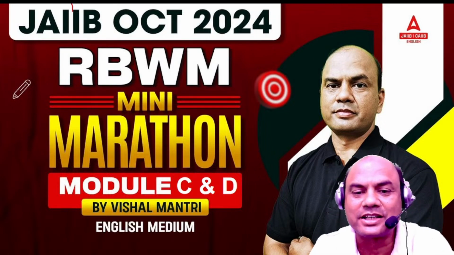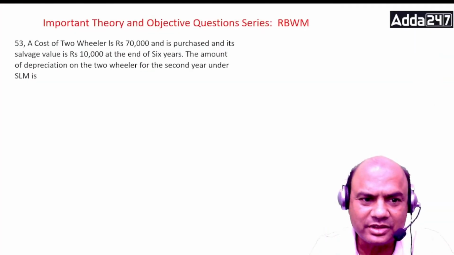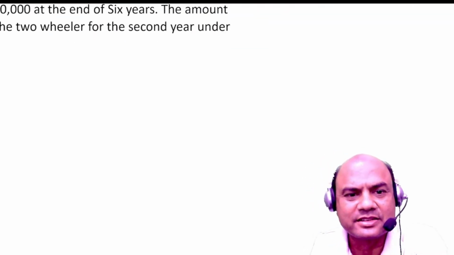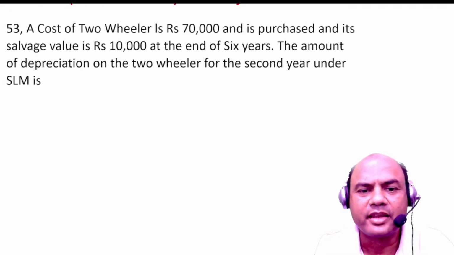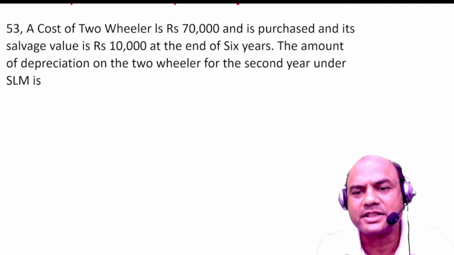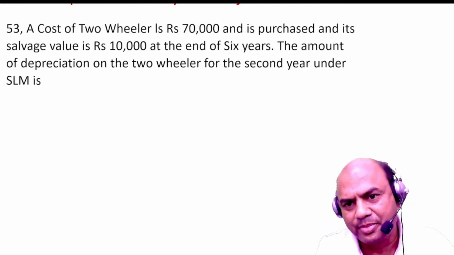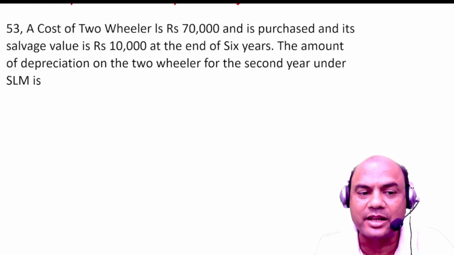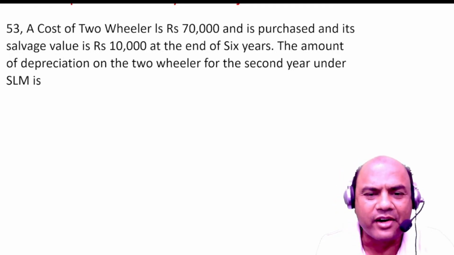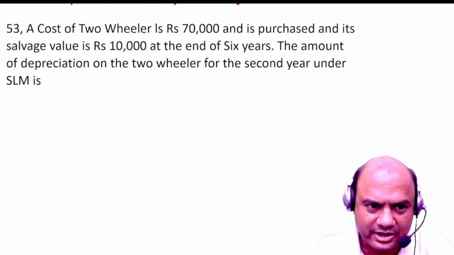Let's start with a case study which comes in the exam regularly, every exam it will be there. It's on depreciation. The cost of a two-wheeler is 70,000 and it's purchased, and its salvage value is 10,000 at the end of 6 years. The amount of depreciation of the two-wheeler for the second year under the straight line method is, now look at this, it's asked for straight line method, but I'll solve it for both straight line and WDV.